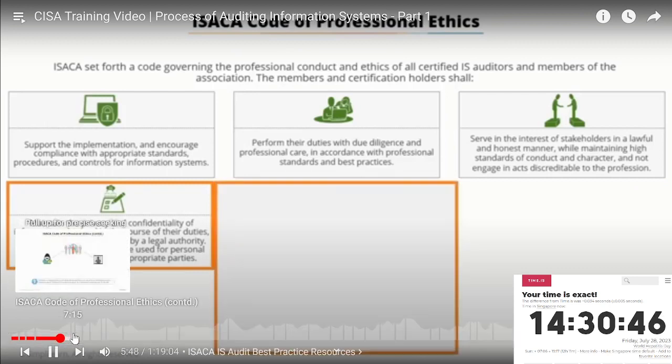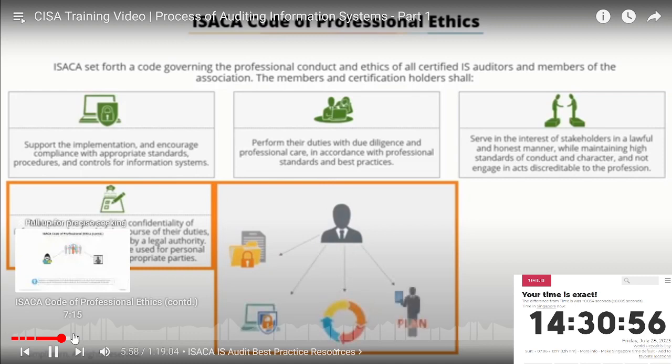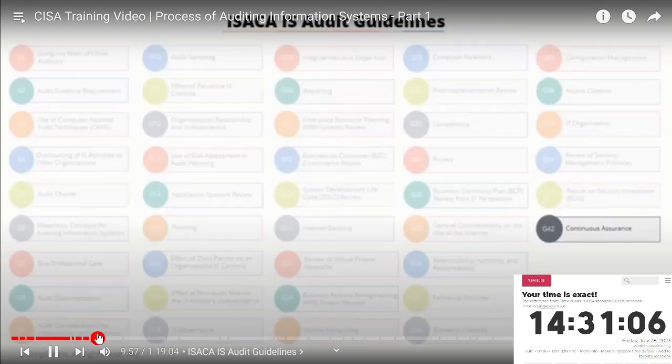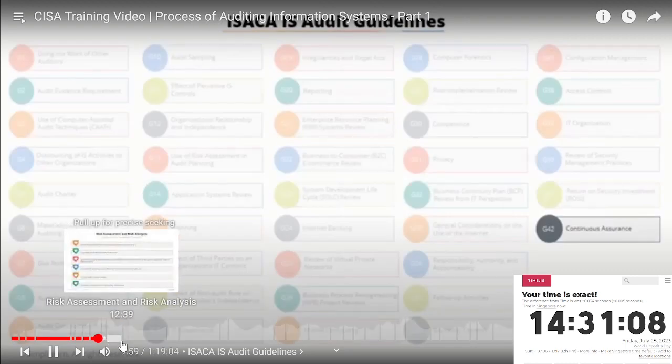Commentary. As an IS auditor, you're going to see all sorts of confidential information, perhaps be exposed to proprietary data, processes, plans. Failure to comply with the Code of Professional Ethics can result in an investigation into a member's and/or certification holder's conduct, and ultimately in continuous assurance G42.